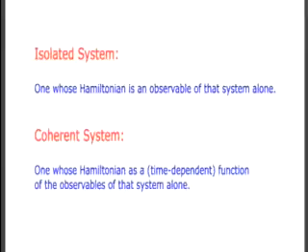So, in summary, in states where the dynamics of a system can be well described by a Hamiltonian that's simply one of its own observables, it's said to be isolated. When it can be well described by a Hamiltonian built out of its own observables, but possibly with explicit time dependence, it is said to be coherent. So an isolated system is also coherent.